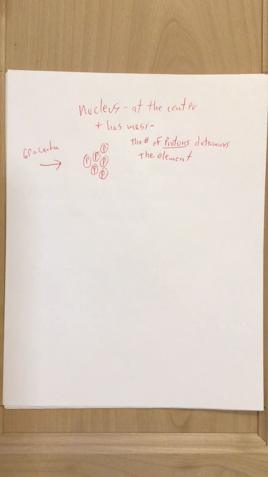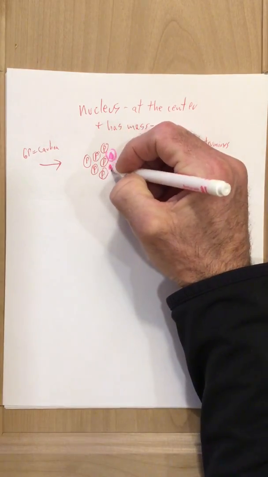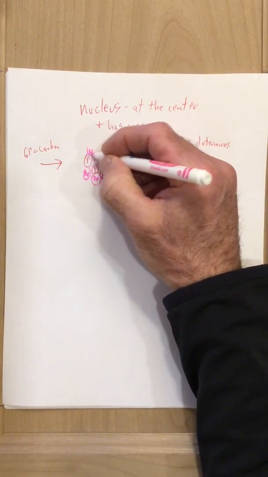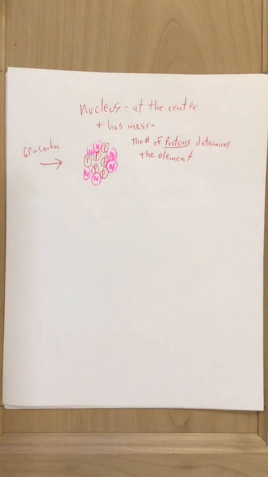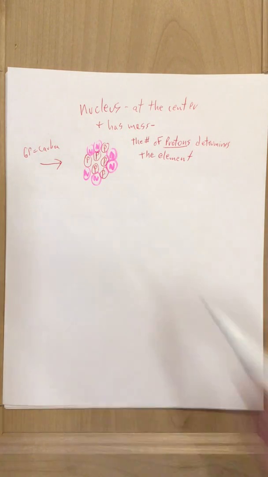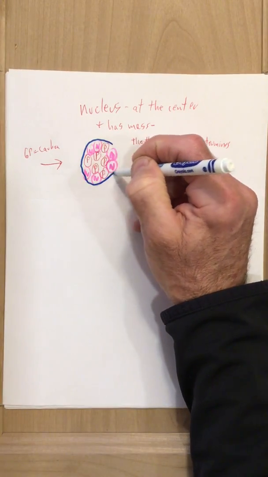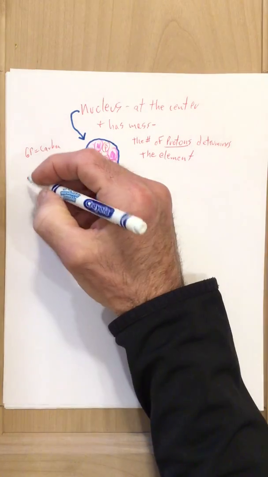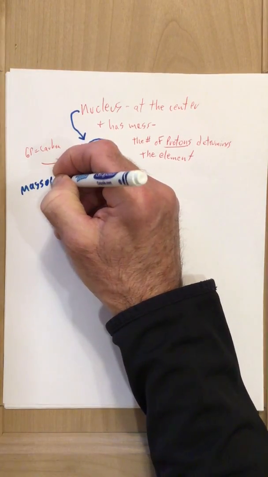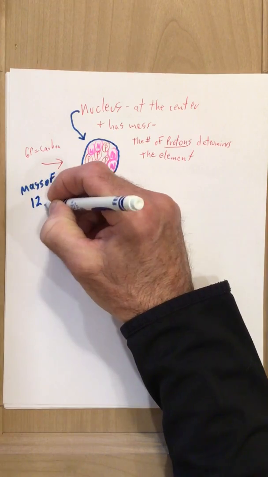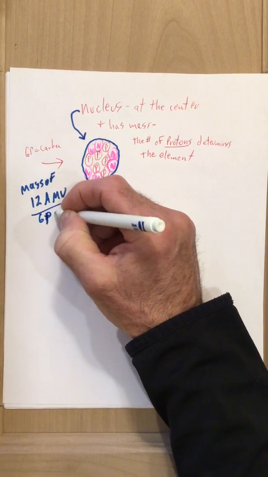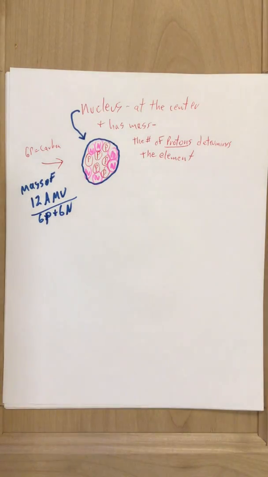Okay, so also inside of that nucleus are a bunch of neutrons. Okay, so 1, 2, 3, 4, 5, 6. Okay, so collectively we have 6 protons, 6 neutrons. This wad of massive particles is the nucleus. Okay, nucleus. Overall, this thing has a mass of what? 12 atomic mass units. 6 protons plus 6 neutrons. Okay, so that's the nucleus.